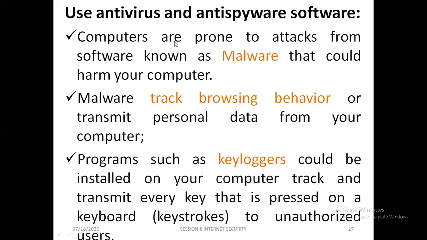Computers are exposed to attacks from software known as malware, that is malicious software, that could harm our computer. Malware will track the browsing behavior or transmit personal data from our computer. All our browsing histories and information will be tracked by this malware. Programs such as keyloggers could be installed in our computer to track and transmit every key we press on the keyboard. It will be recorded and sent to some unauthorized users.